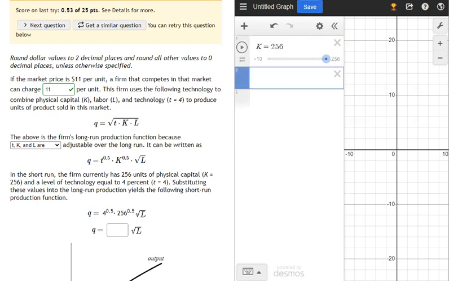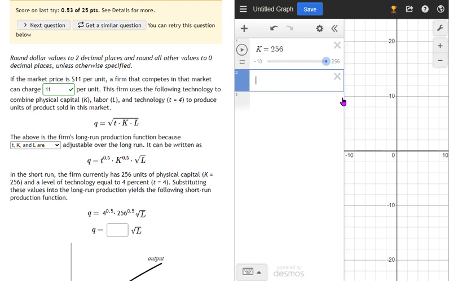I'm doing this in Desmos, by the way, Desmos.com. I find it to be a very useful tool. And then little t is assumed to be 4%. So maybe 4% of the knowledge available in the universe is known to mankind, and this company has 256 units of physical capital.